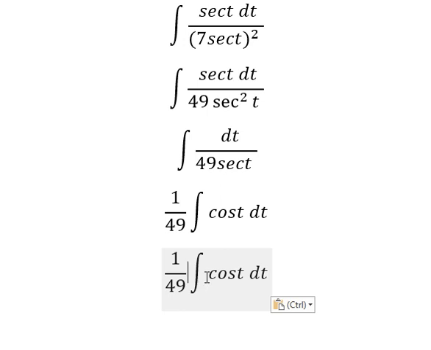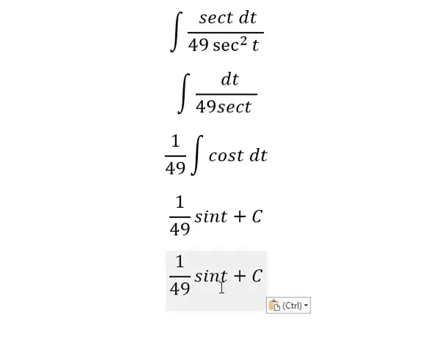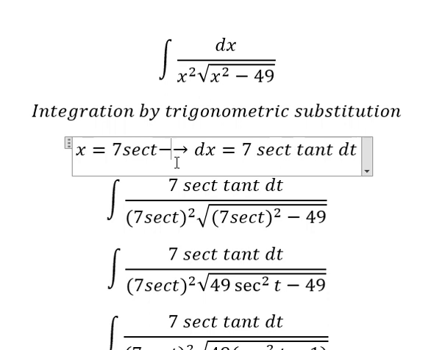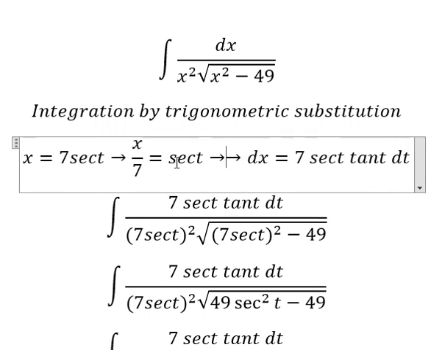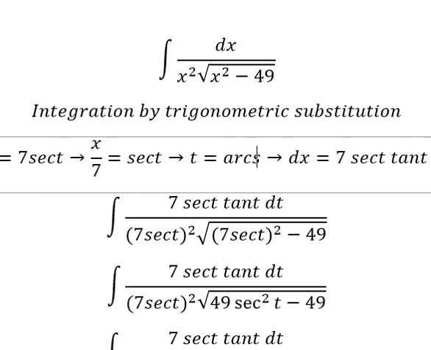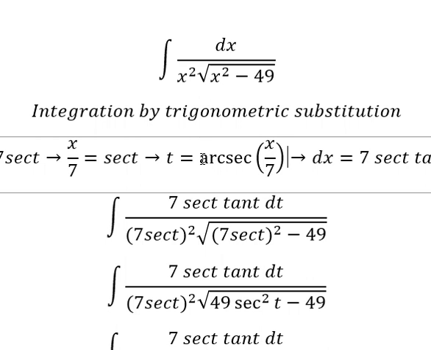The integration of cosine t, we have sine t, and I will put plus c. About t, that is about this one. So we divide both sides by 7. And now we can find the value of t equal to arcsecant of s over 7. And I will put this one to change for t.